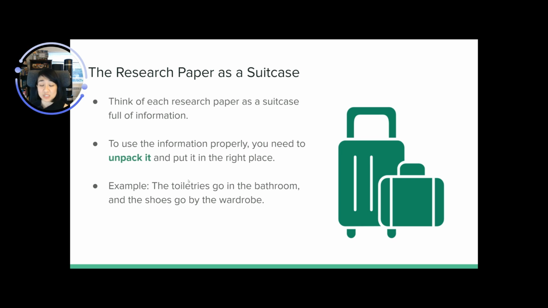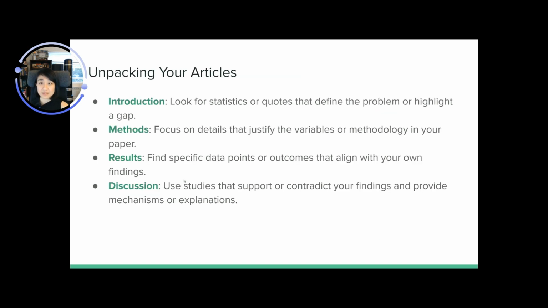But to use the information properly for ourselves or in a manuscript, you actually need to unpack all the information and put it in the right place. For example, you unpack your suitcase, you have your shoes, they need to go at the side of the wardrobe. You have the toiletries, they go into the bathroom. You have to unpack it, and then you can use it in the right place. Now, let's talk about unpacking your articles. As you're reading through the introduction section of a particular article, here you're looking for specific statistics or quotes that define the problem or highlight the gap.